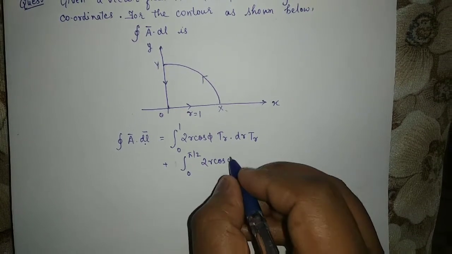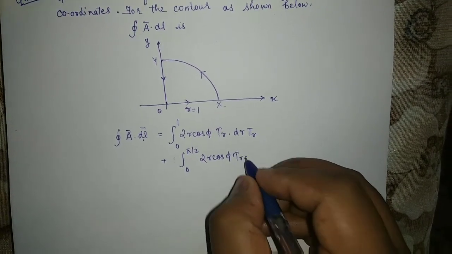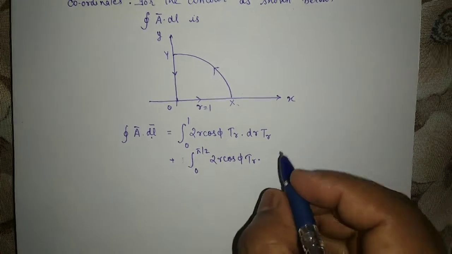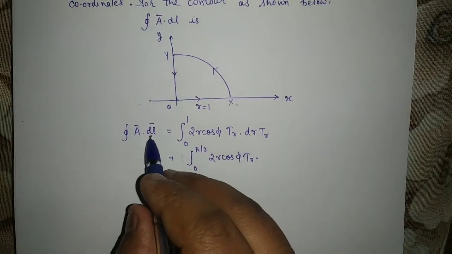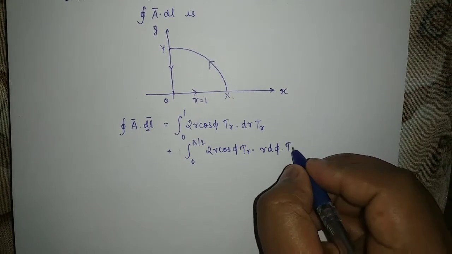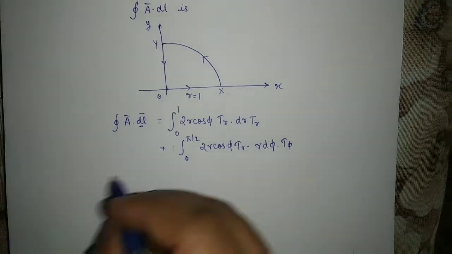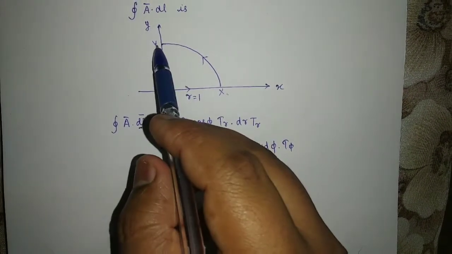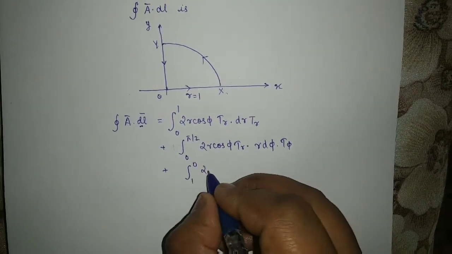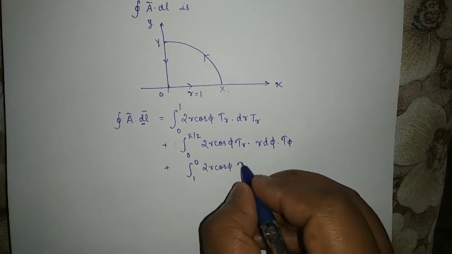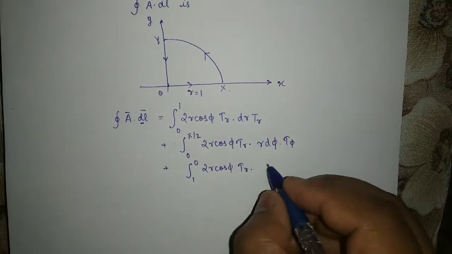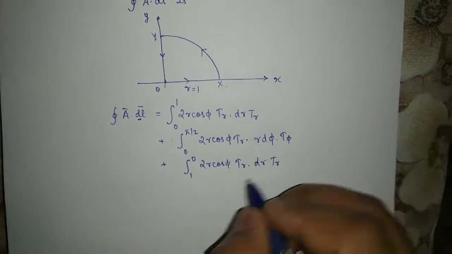2r cos phi a_r dot, here the phi term is changing. For phi, the value of dl is r d phi in the direction of a_phi, plus path y to O, from 1 to 0, 2r cos phi a_r. Now this is changing in the r direction, so dr.